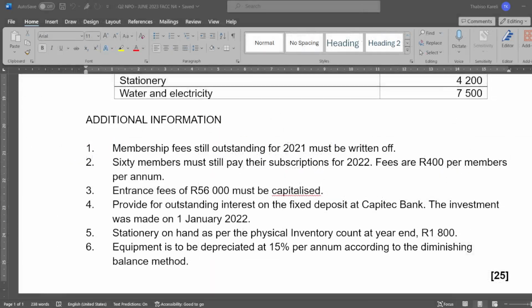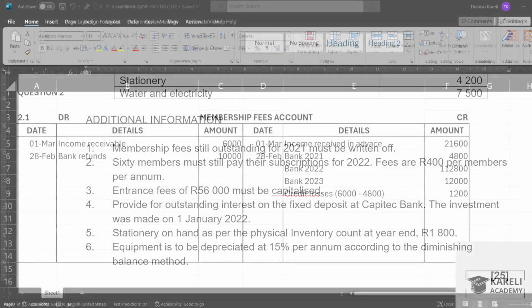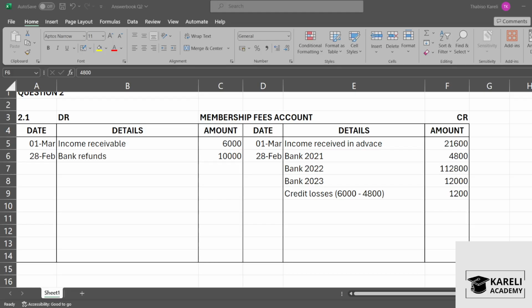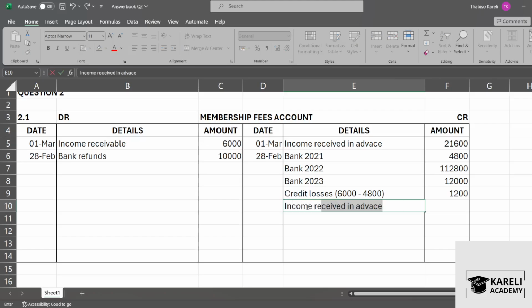Number 2, 60 members must still pay their subscription for 2022. Meaning those are the ones that have not paid. 60 members, they must still pay, meaning they are receivable for 2022. And now each member should pay how much? Fees are 400 per member per annum. Now, for the current year, we have income receivable on the credit side. Income receivable.